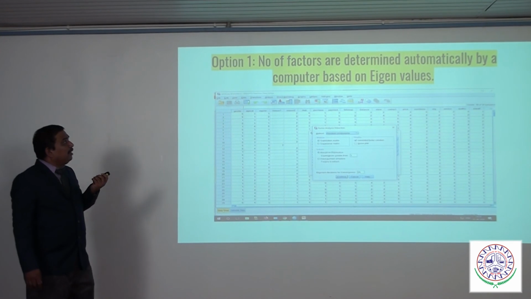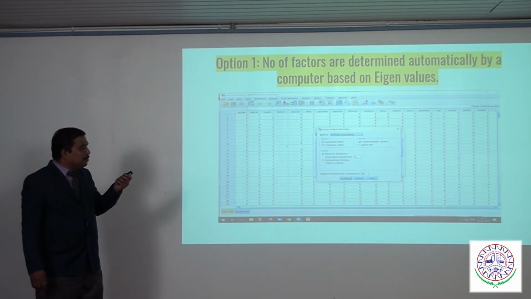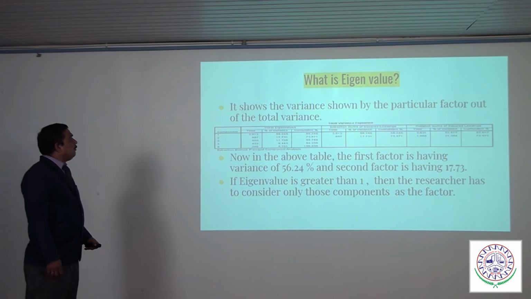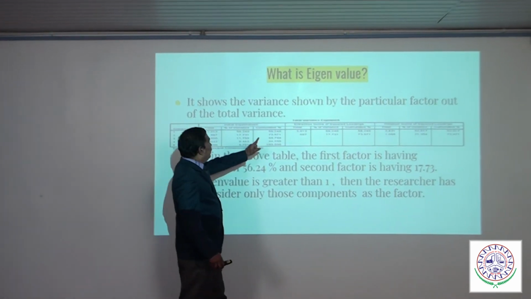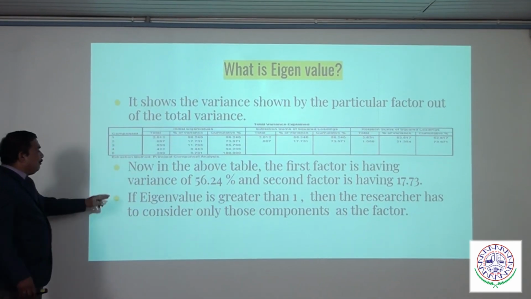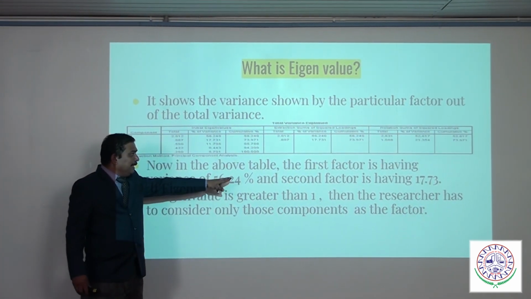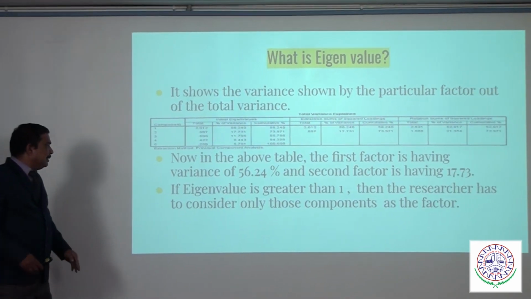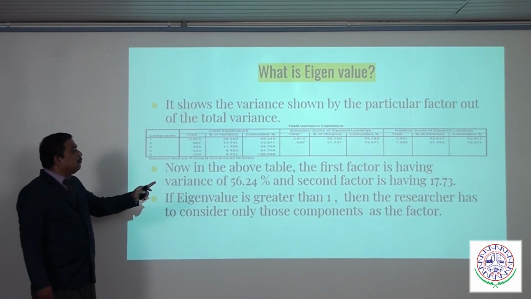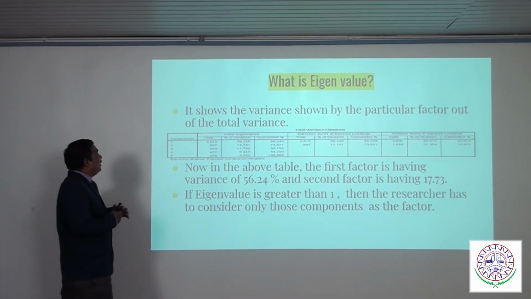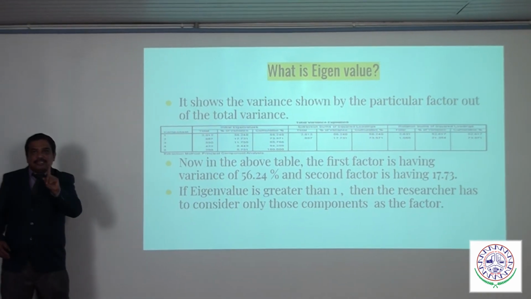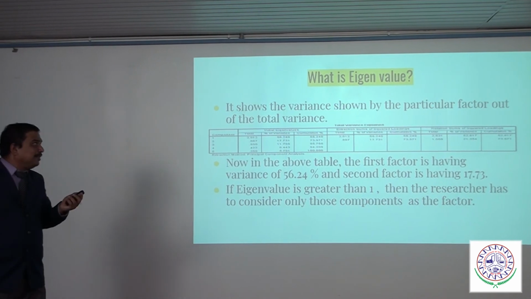Now I am coming back here and I am using the principal component and eigenvalues, 1. Now what are eigenvalues? They show the variance explained by a particular factor out of the total variance. Here, one should have at least 50% cumulative variance. The first factor has 56.24% and the second factor has 17.73%. If the eigenvalue is greater than 1, then the researcher considers only those components as factors. Now look at how many eigenvalues we have. We have 2.817. That means this can be done as a single factor. You cannot do 2 or 3 factors.